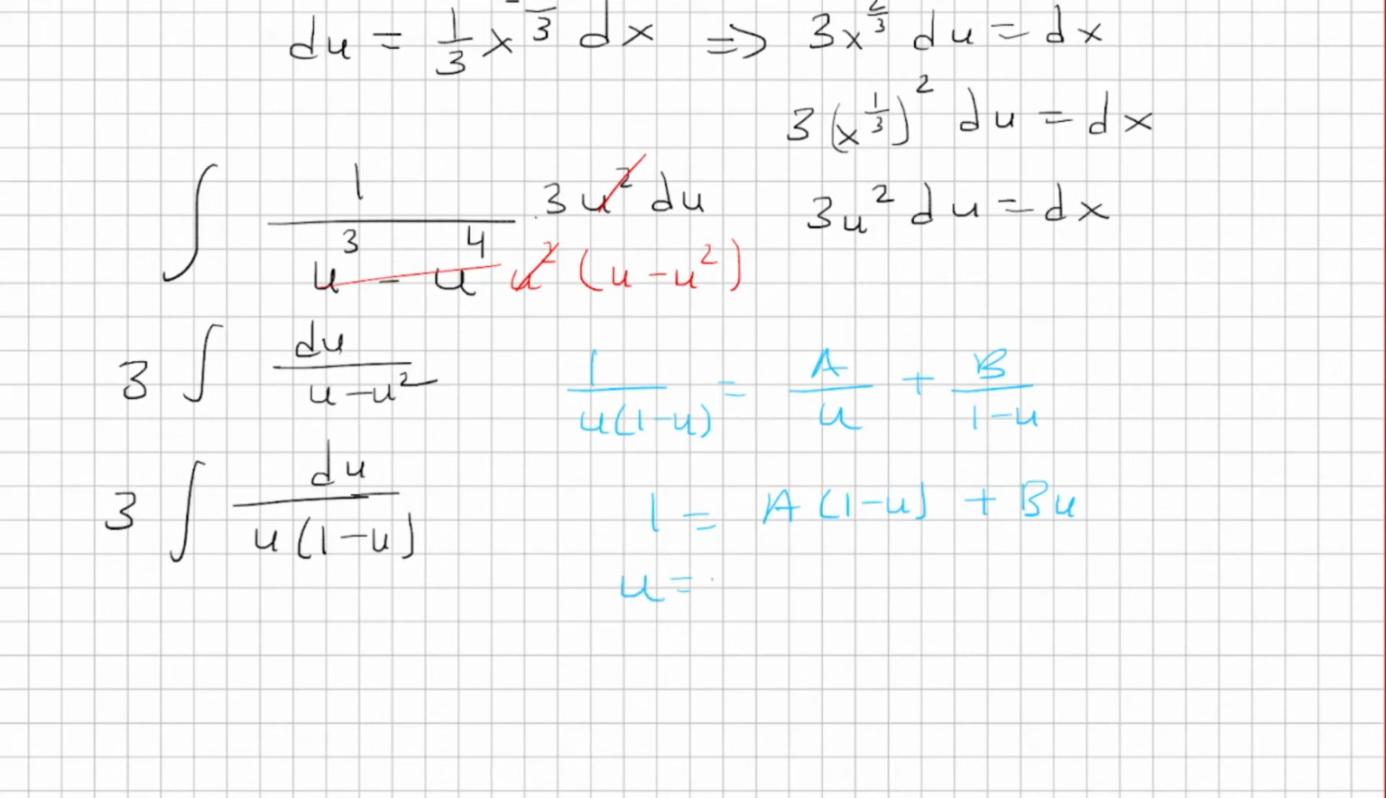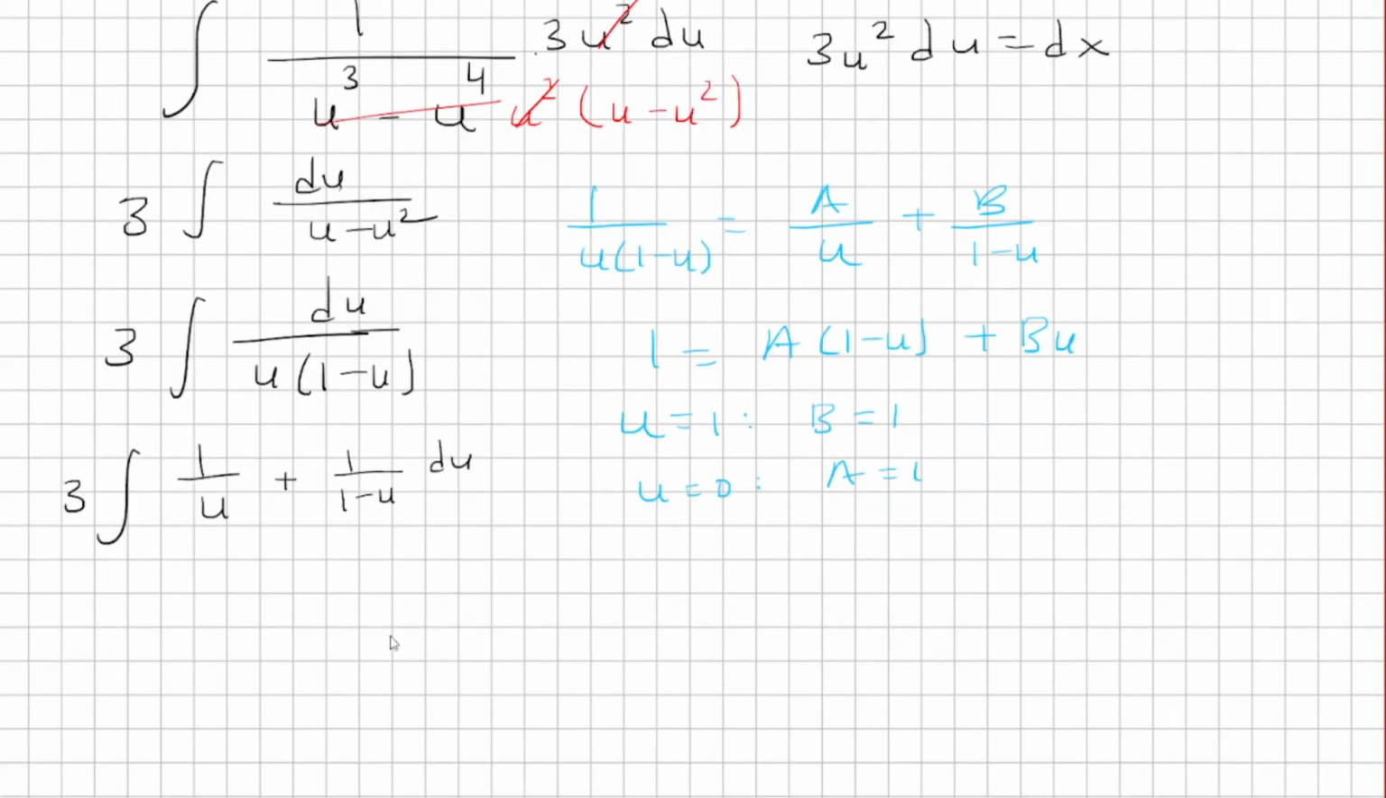And here you can just try different numbers for u. Say u equals 1. The a is multiplying 0, so that cancels out, and so you get b is equal to 1. And if you let u equal 0, this b goes away, so you have a equals 1. So I can rewrite this integral now as 3 times the integral of 1 over u plus 1 over 1 minus u.